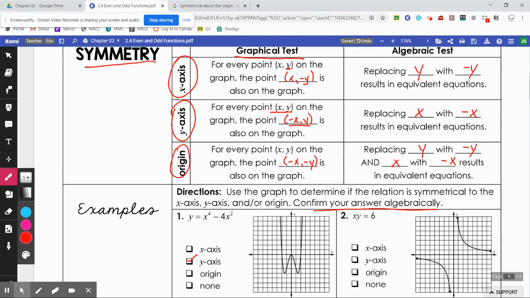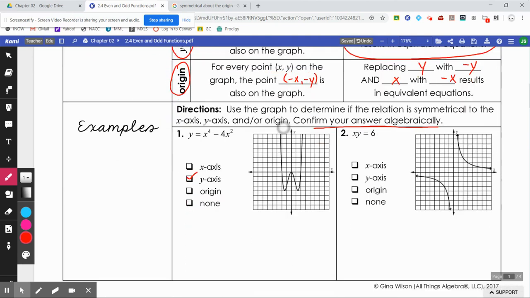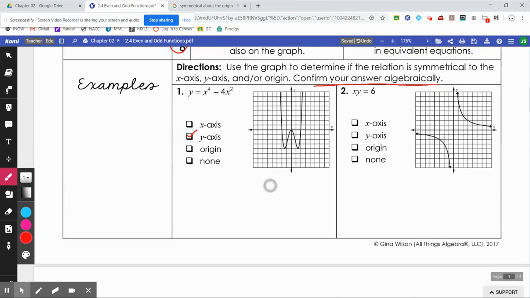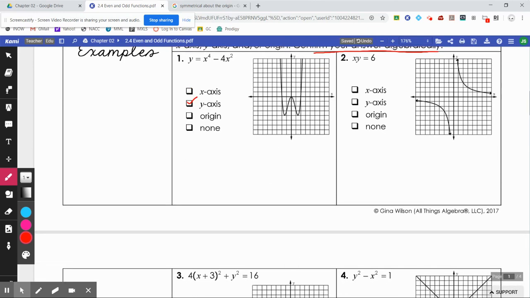Now the test again for y-axis symmetry is that we should be able to replace x with negative x and get the exact same equation, and let's see if we can do that. So y equals x to the fourth minus 4x squared is my original. I'm going to replace that with y equals, replace x with negative x all the way across: (-x)^4 minus 4 times (-x)^2. Now think about what happens when you raise a negative to a fourth power. We have to raise negative 1 and x both to the fourth power. So the negative 1 becomes a positive 1, and the x to the fourth stays x to the fourth.